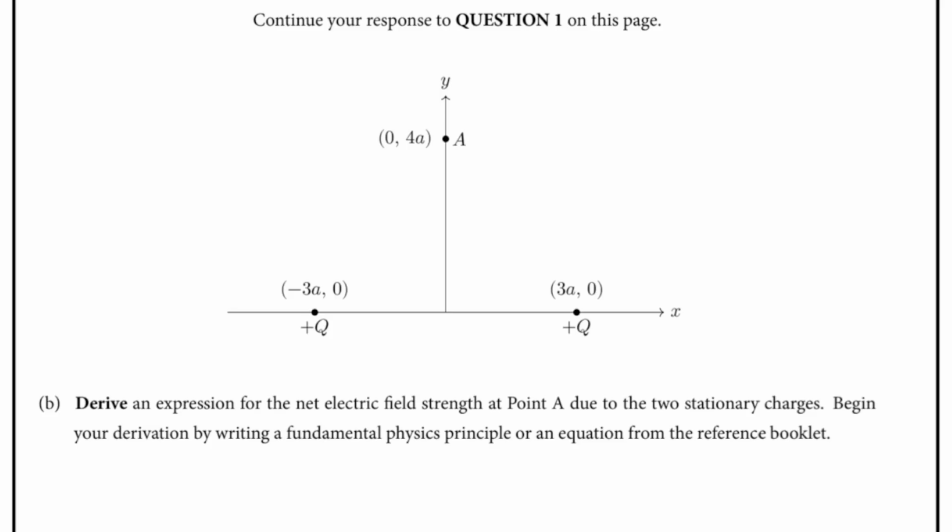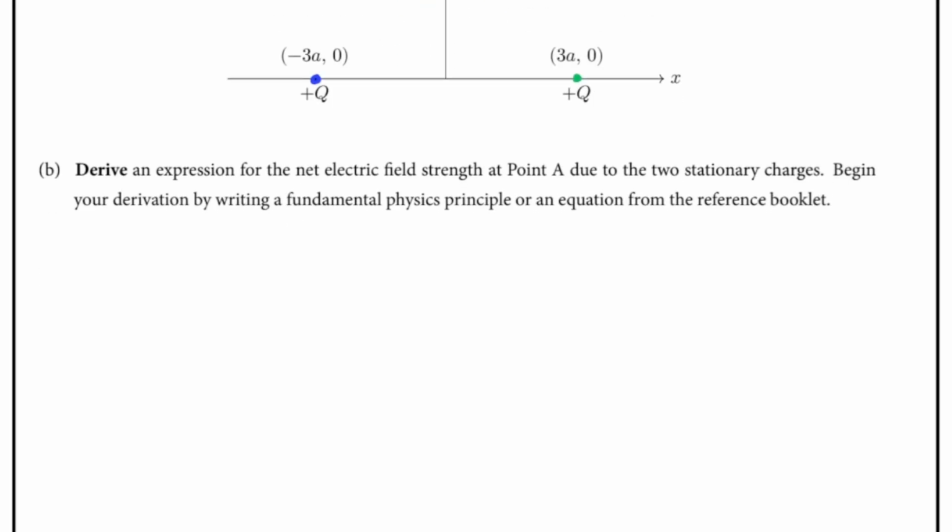Derive an expression for the net E field strength at point A due to the 2 stationary charges. So we already know the direction is straight up. But again, we get a source from each of these. So we see by symmetry, the net E field is up. So I would start by saying the net E field is the sum of all the little E fields.